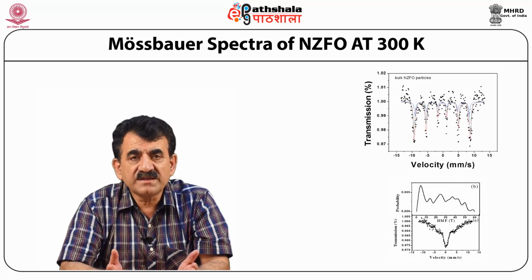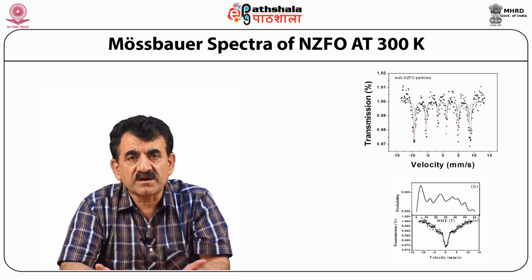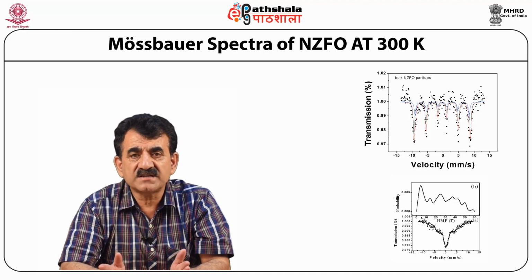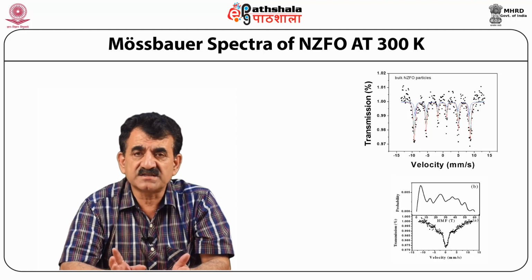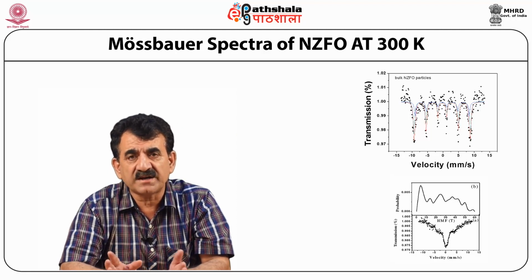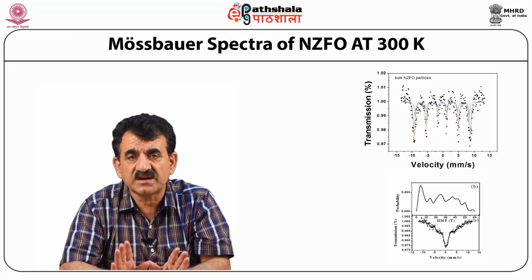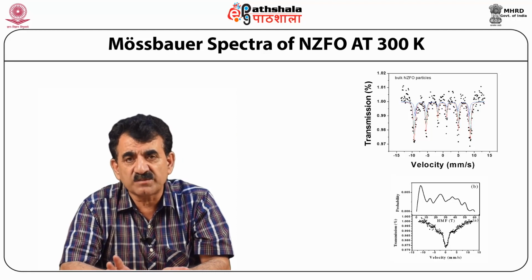So now in this figure, on the left-hand side it is the superparamagnetic state, and on the right-hand side it is the bulk state. A room temperature Mossbauer spectrum of bulk nickel zinc ferrite has a 6-line pattern. It is well-defined ferromagnetic long-range ordering. There is well-defined hyperfine interaction, and also there is isomer shift as well as quadrupole splitting.